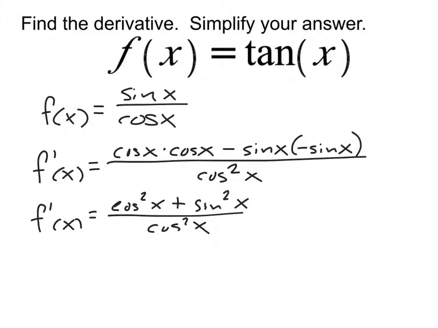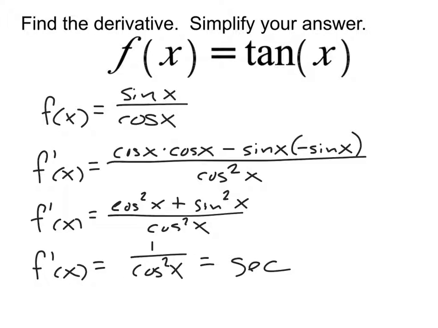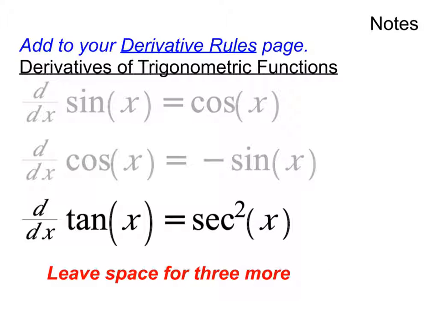But the part that we can simplify here, what's cosine squared plus sine squared equal? 1. Yep. So we end up with f prime of x equaling 1 over cosine squared of x, which we can even simplify just a little bit more. Because what does 1 over cosine equal again? Secant. And so it's going to be secant squared of x. This is worth putting into your notes.